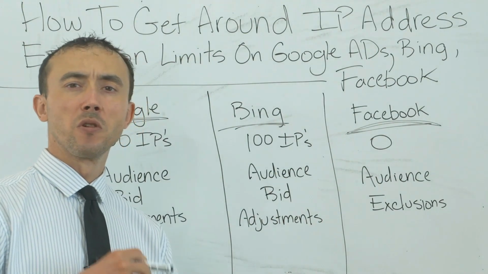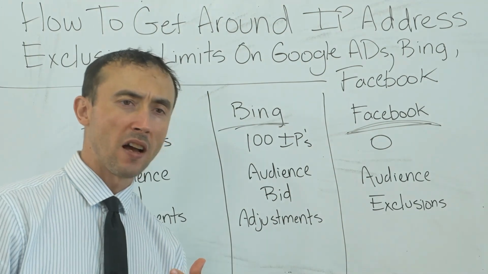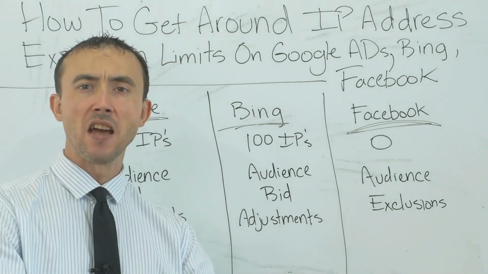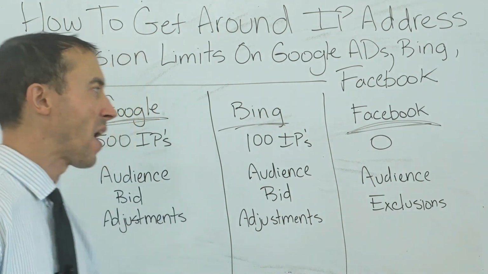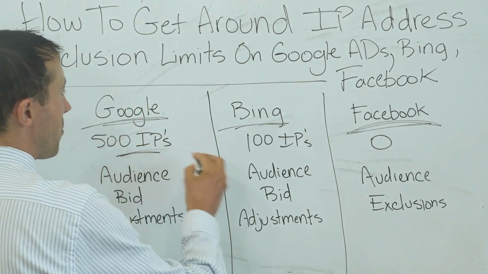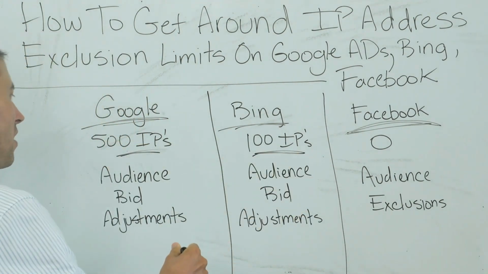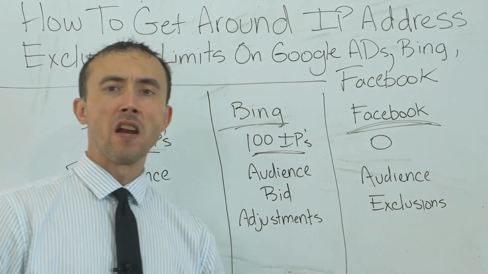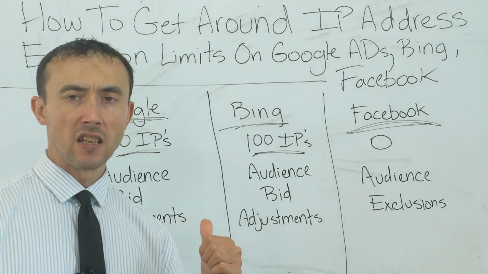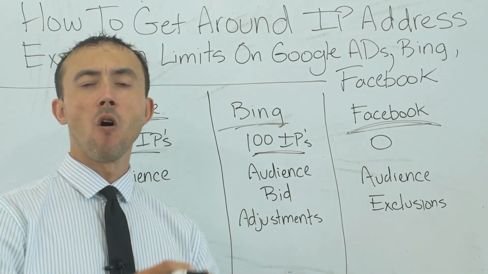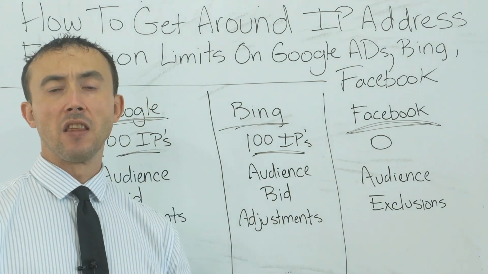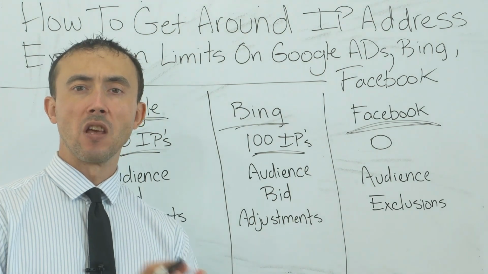Regardless of why you're blocking people from your site, and through using IP addresses, the way that you get past the limit of only being able to add 500 IPs with Google or 100 with Bing is you use audience bid adjustment. That is, you create an audience inside your Google Ads account. You say, basically, all the people on this list are people that I want on this audience list. Then you've got something that you can then block.